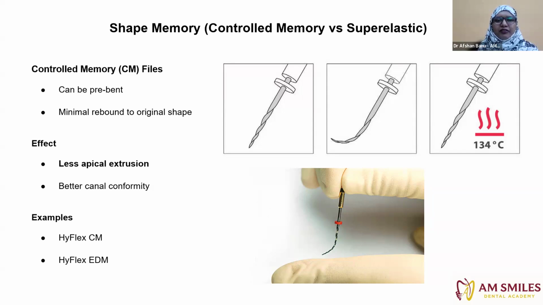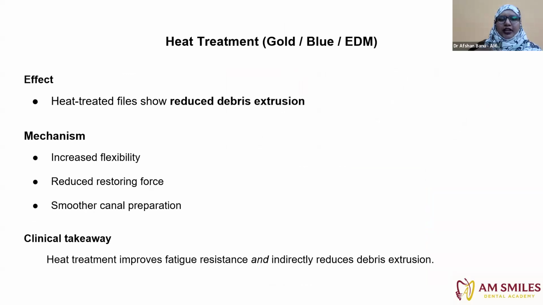Your control memory files will be your blue, dark brown or gray color files, while your shining silver and shining gold files come under shape memory files. So control memory files are more preferable if you want to reduce the debris. And the next will be your heat treatment.